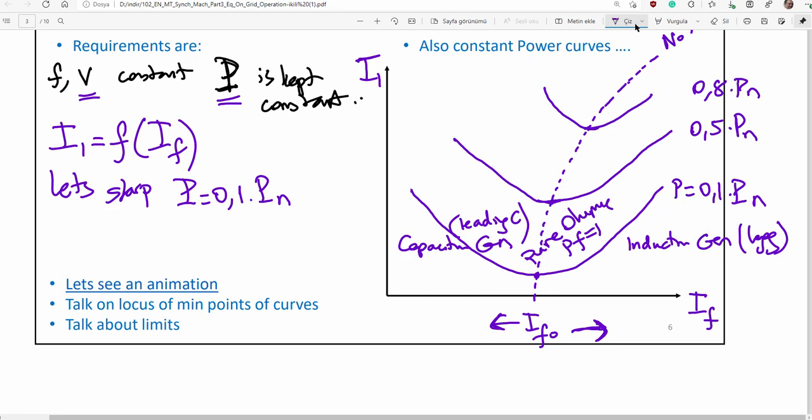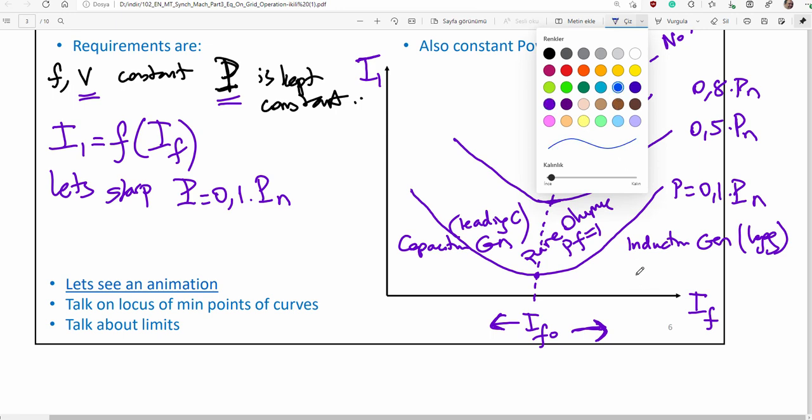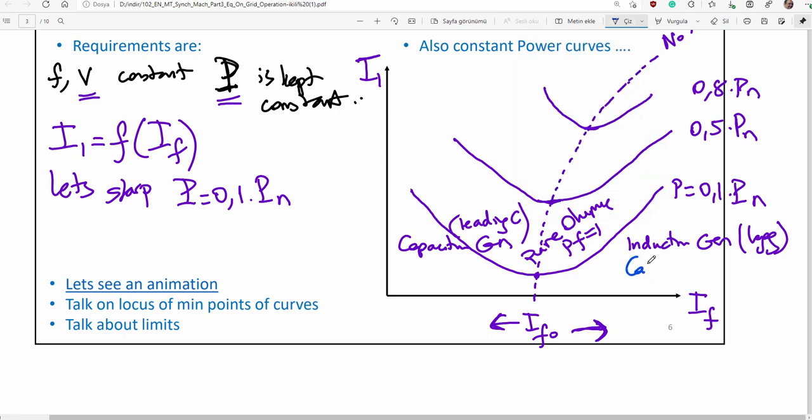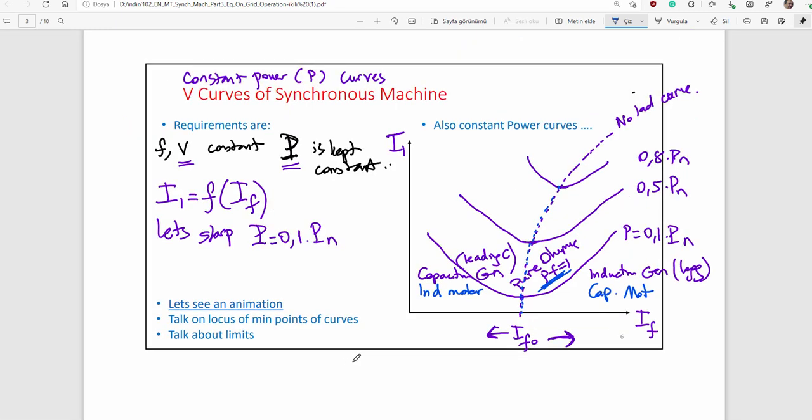Then it is reversed in motor mode. Here is capacitive motor mode, here is inductive motor mode, and again all minima points are at power factor unity, which is pure ohmic mode. It means power factor changes by changing field current.